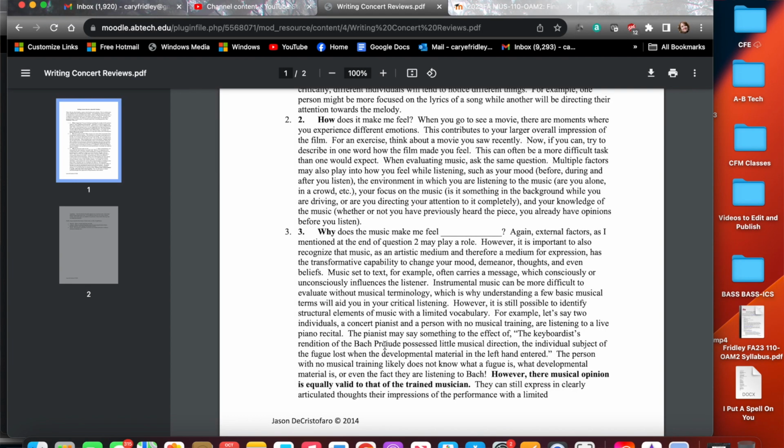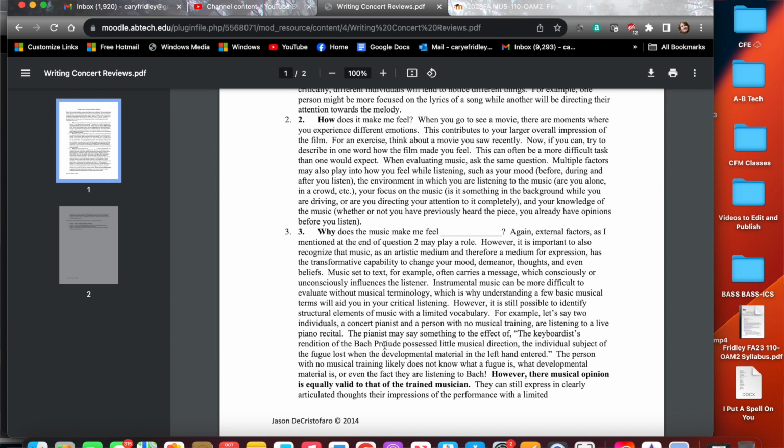Number 3, why does the music make me feel how it makes me feel? Again, external factors, as I mentioned at the end of question 2, may play a role. However, it is important to also recognize that music, as an artistic medium and therefore a medium for expression, has the transformative capability to change your mood, demeanor, thoughts, and even beliefs. Music set to text, for example, often carries a message which consciously or unconsciously influences the listener.